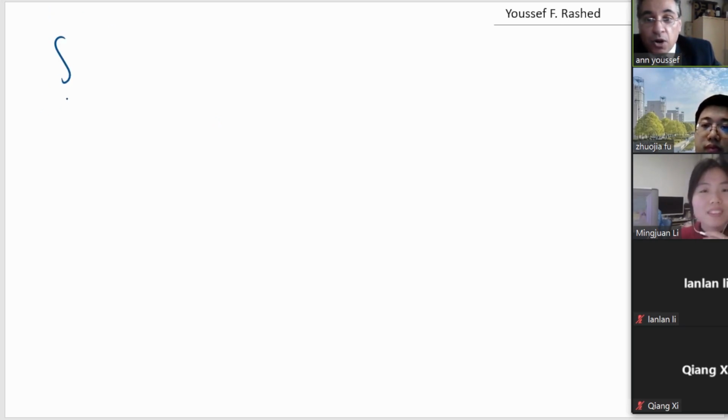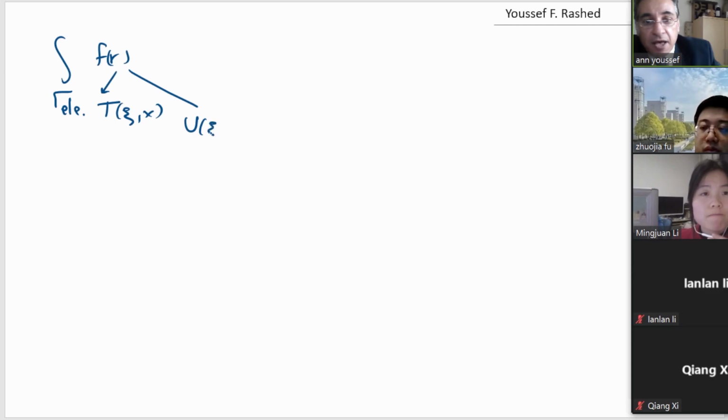Again, we will compute the integral over gamma of the element. Our function is f of r. This could be t between xi and x, or it could be u between xi and x. At the end of the day, it is xi and x. And this one will be multiplied by phi of eta, multiplied by the density function u or t. If we have t, we will have u at eta, or t at eta.